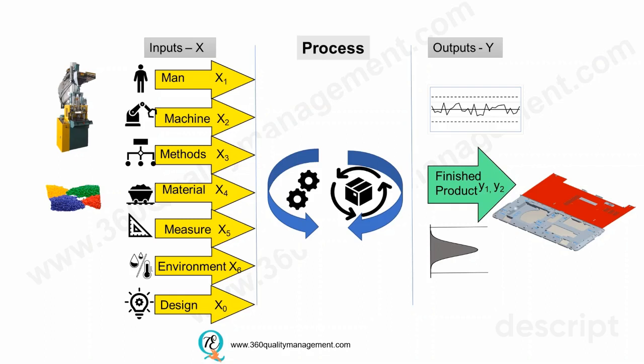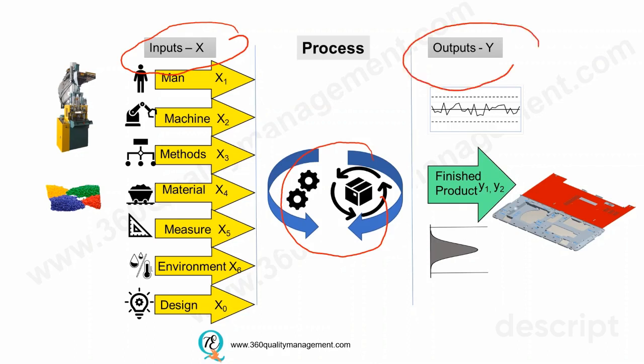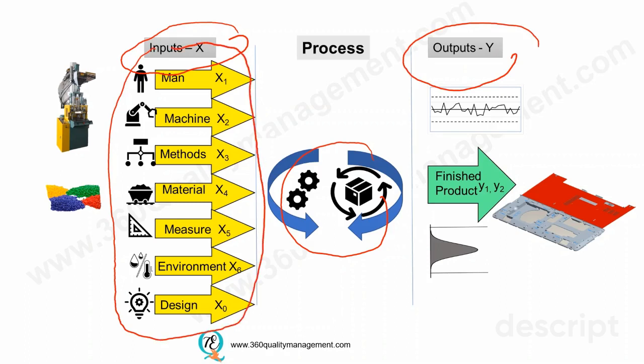A process consists of a series of actions which transform all the process inputs into a process output. Typically, process inputs are the man, machines, methods, measures, materials, environment, and also design.